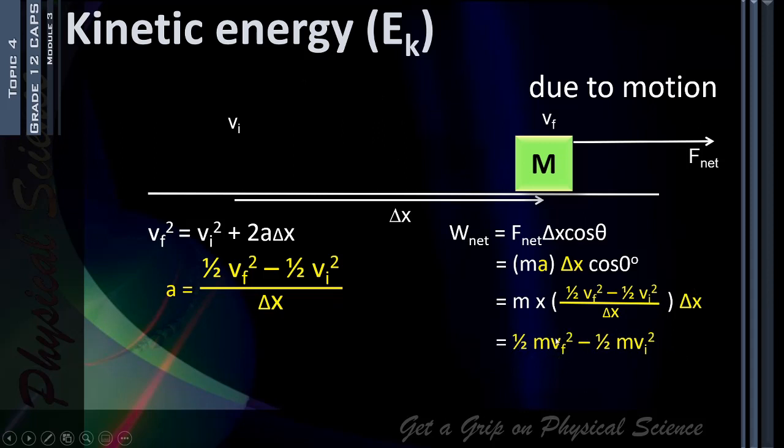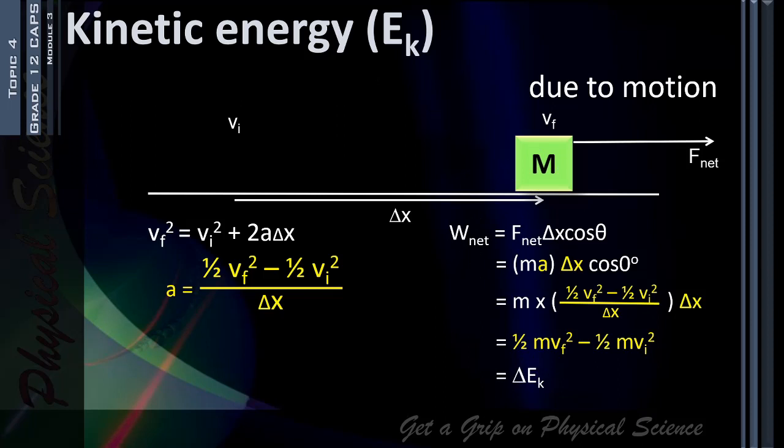So if we have a final velocity and an initial velocity, it means that we have the final kinetic energy of the object minus the initial kinetic energy of the object. And that is just the change in kinetic energy of this object. So we end up with the net work done onto this object being equal to the change in the kinetic energy of this object.